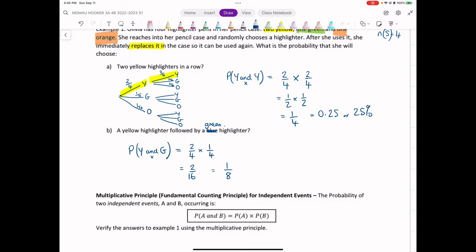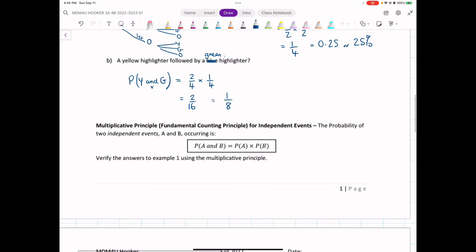So the multiplicative principle, which is what we've just done, the fundamental counting principle for independent events. They're independent. So the second pull of the highlighter was not influenced by the first one. So it's just simply the probability of A and B is probability of A times the probability of B. So I want you to just associate the word and with multiply. So let's verify our answers to number 1 using the multiplicative principle. Well, we just did that above.